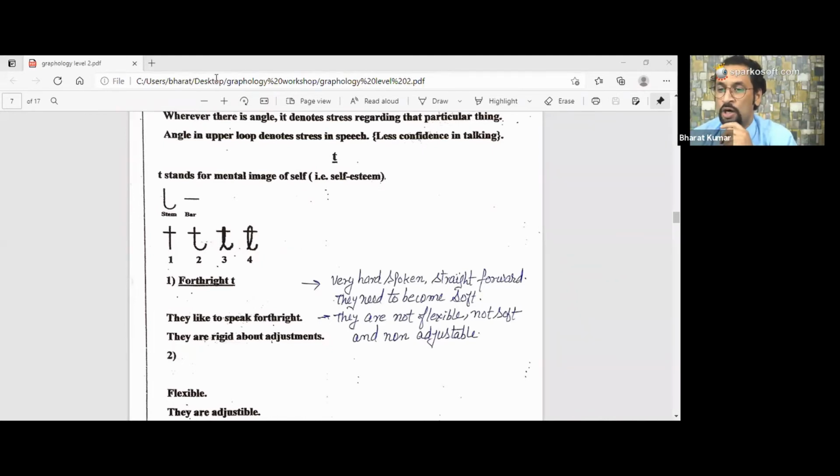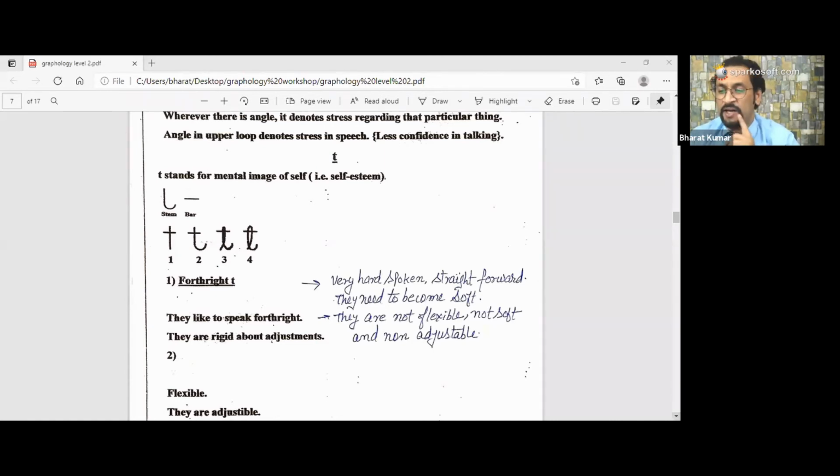Now, so first one is not good. They should be solved. Second one, they are having adjustment capacity. Third one, loop is not open. Upper loop, where my cursor is there, loop is not open. So these are those people who are not good open-minded or broad-minded. Fourth one, loop is open upside, lower curve is adjustment, no string is there. They are good open-minded and they are ready to accept new ideas. Now, so we got these 4 types of T's here.